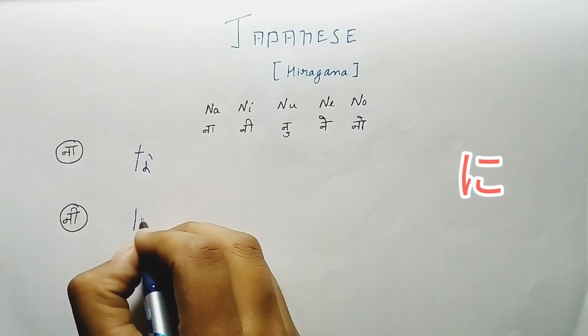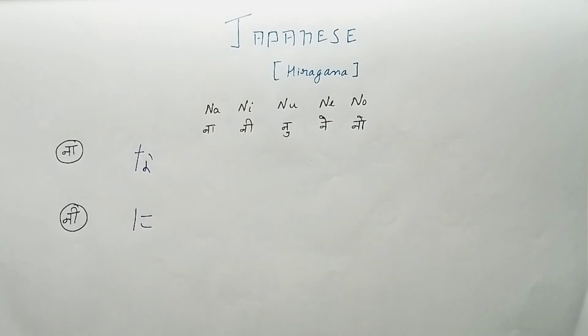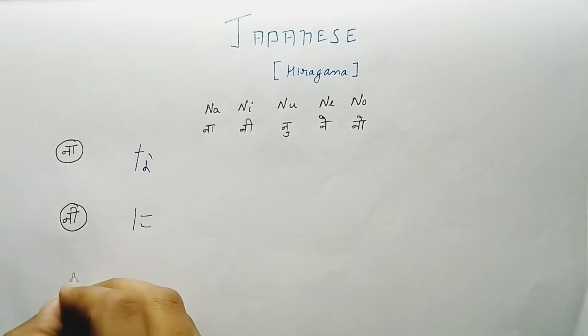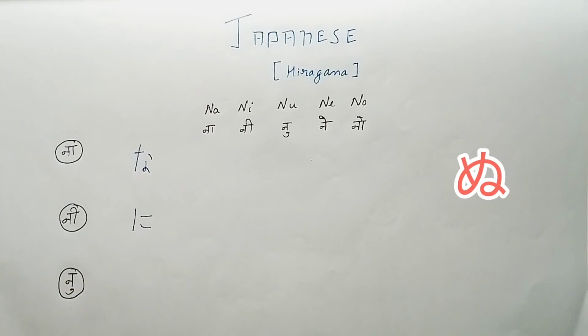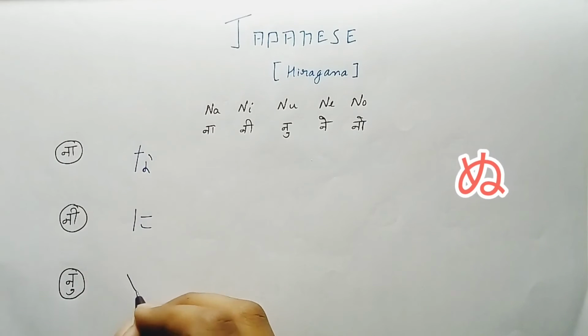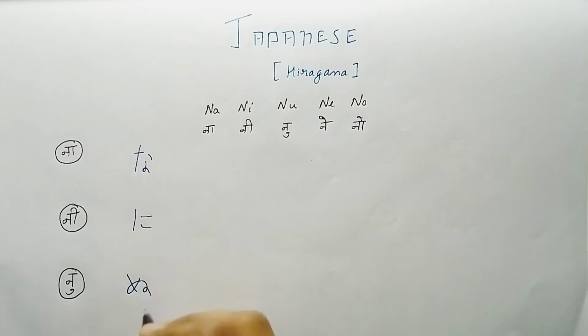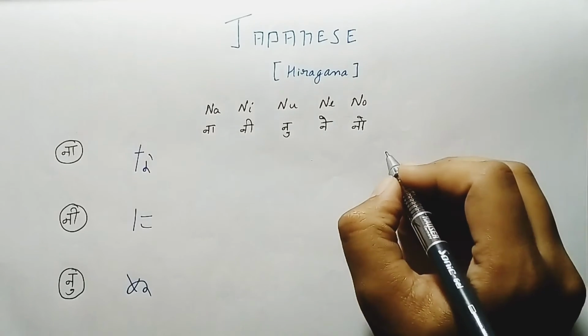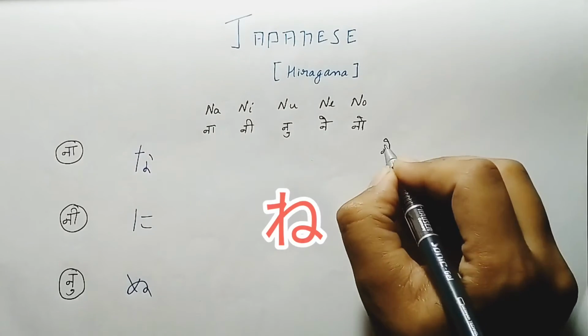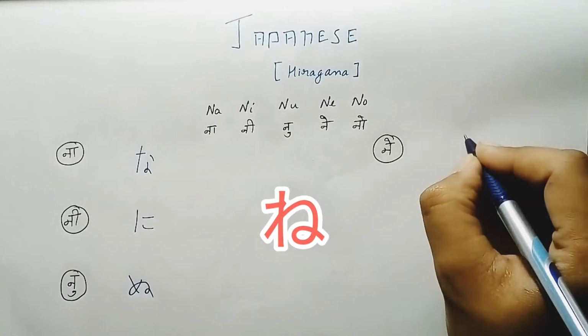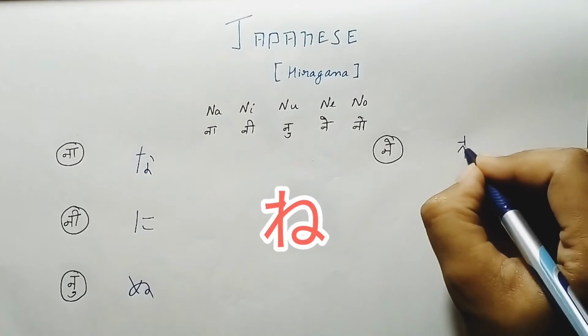1, 2 and 3. Our third alphabet is nu. 1 and 2. Our fourth alphabet is ne. 1, 2 and 3.